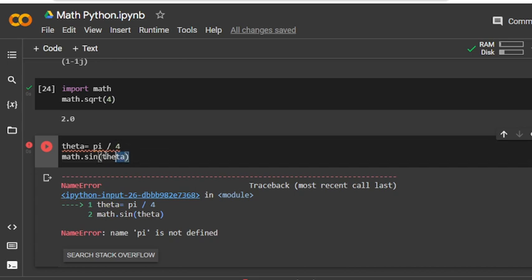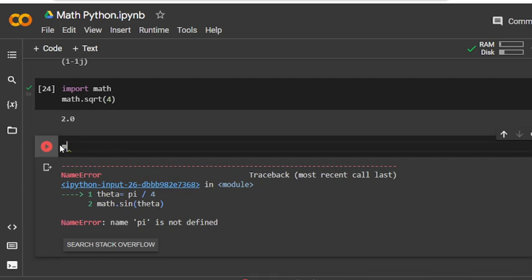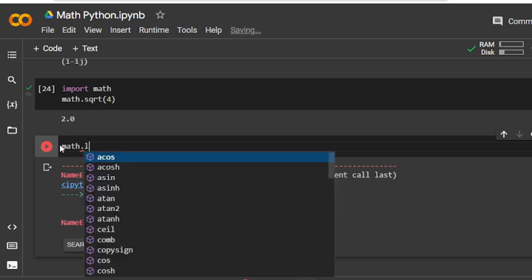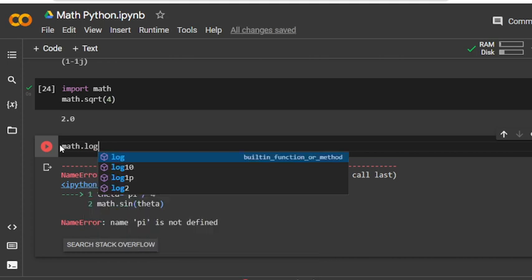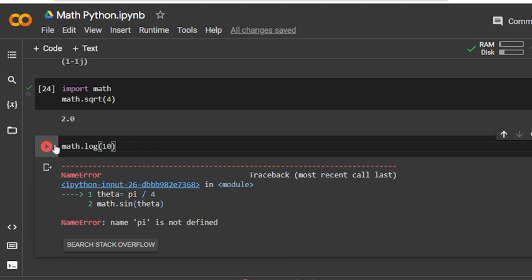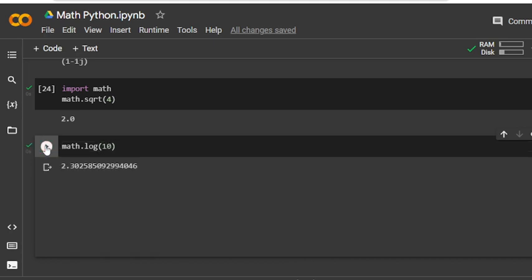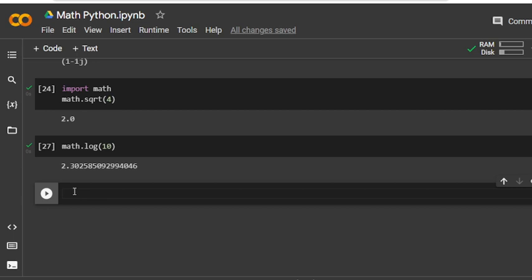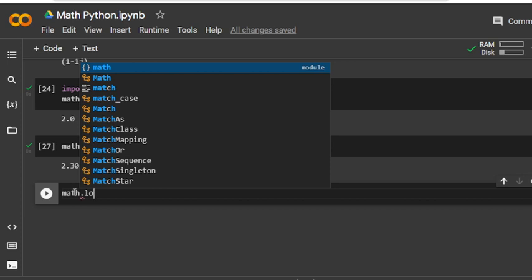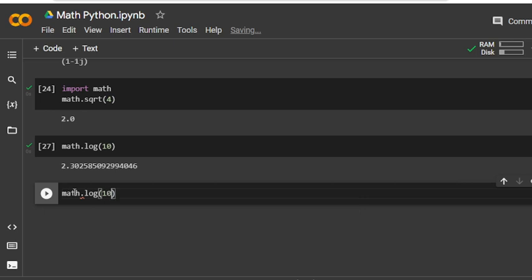Look here, math dot log 10. So you have gotten the exact value of math log 10. Now if you want to write here, math dot log 10 or 10, like 1.